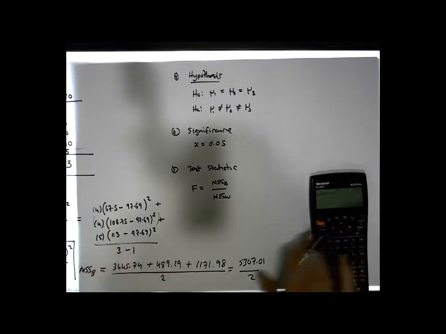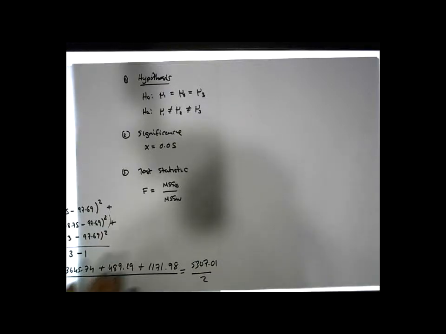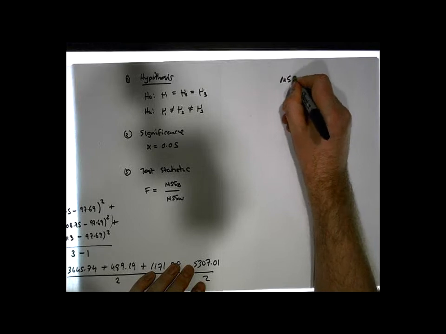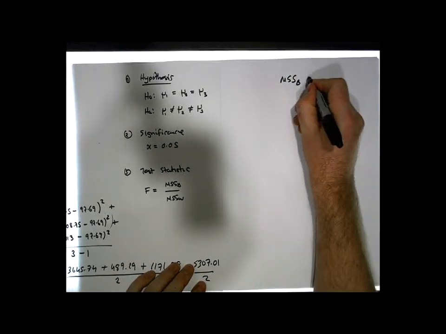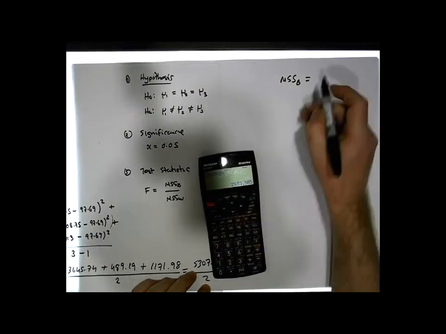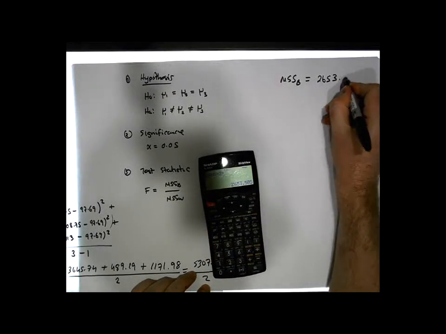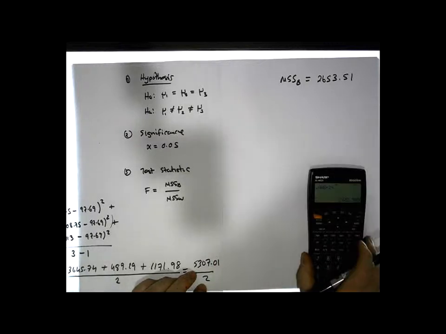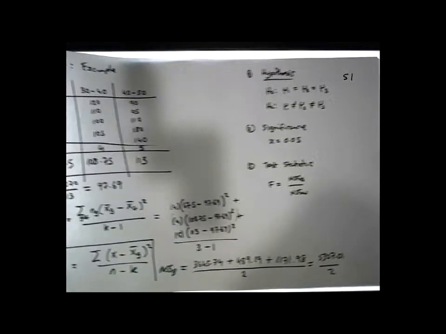So effectively now we have our mean sum of squares. Our mean sum of squares between measure is 2653.51 to 2 decimal places. So that's that one calculated.